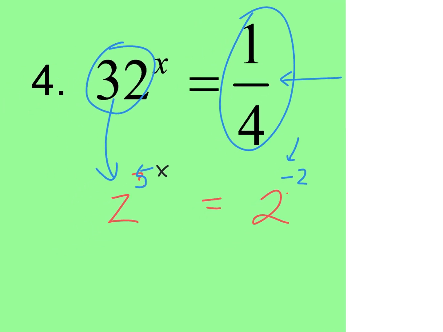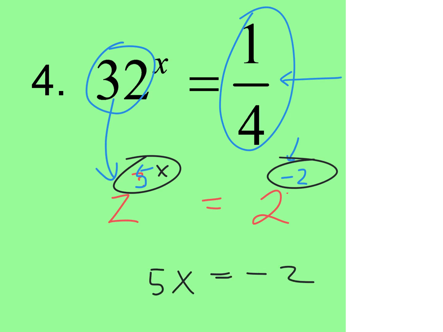Now the bases are the same, so that equals that. Basic algebra after that. So 5x has to equal -2. Again, don't try to do them in your head, just write it out. 5x has to equal -2. And then from there, your instincts will kick in. Divide by 5, no big deal.